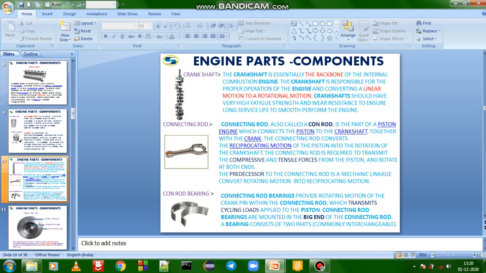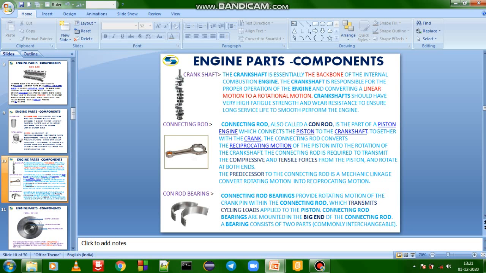The next one is the connecting rod. A connecting rod, also called a conrod, is a part of a piston engine which connects the piston to the crankshaft together with the crank. The connecting rod converts the reciprocating motion of the piston into the rotation of the crankshaft. The connecting rod is required to transmit the compressive and the tensile forces from the piston and rotate at both ends. The predecessor to the connecting rod is a mechanical linkage that converts rotating motion into reciprocating motion.